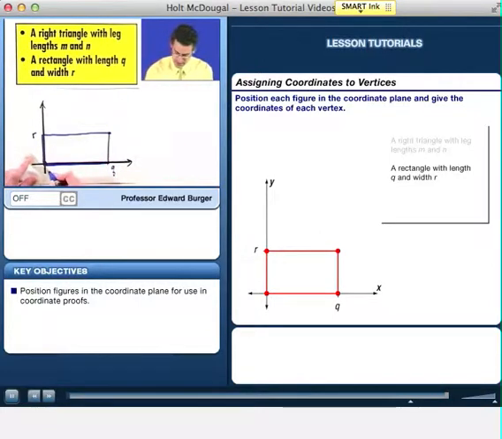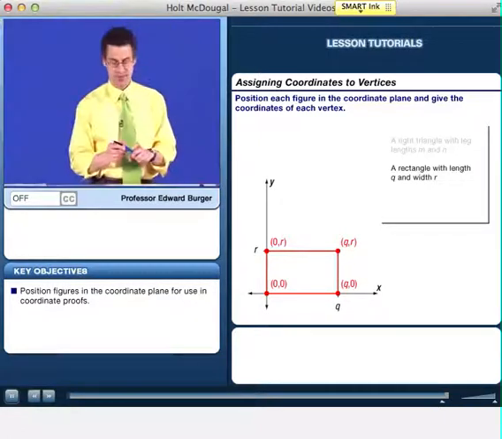What are the coordinates? Well, this one is going to be q comma 0. This is q comma r. This is 0 comma r. And this is my favorite vertex, 0, 0. There you have it.